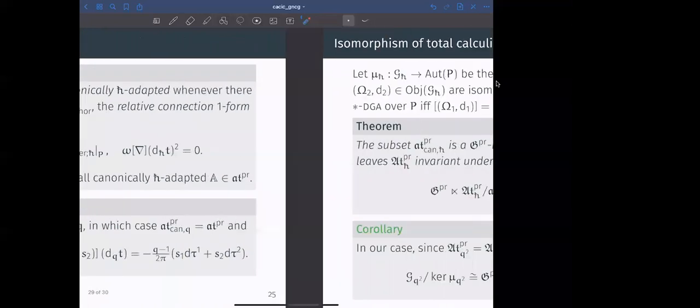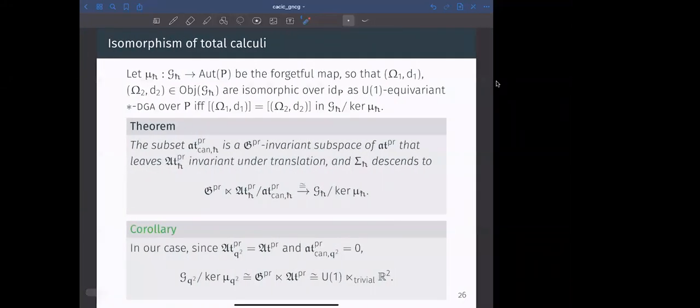So why bother with this notion? Well, this is why. If you look at two objects in this abstract gauge groupoid, you have these star differential graded algebras. Think of them as calculi over P, and you want to know when they are isomorphic as calculi over P, so isomorphic over the identity on P. It turns out that they are isomorphic if and only if they are equal as objects in a certain quotient of this groupoid, the quotient by the kernel of the forgetful map that sends an arrow to the corresponding vertical automorphism of P.